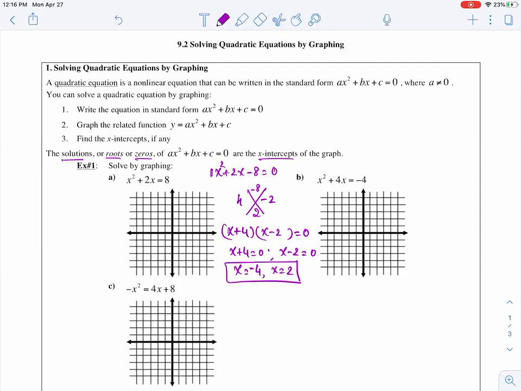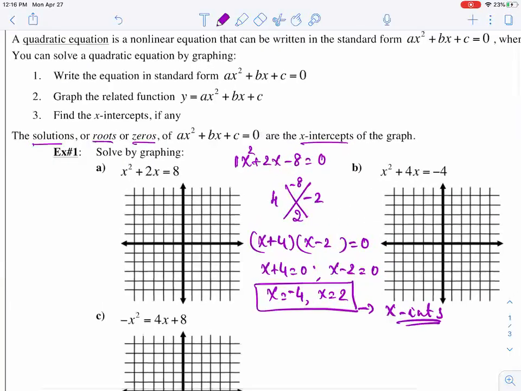Now you know that these are the zeros, correct? These are also called the x-intercepts. These are also called the solutions. These are also called the roots. Okay, now just plot this: -4, and then 2.